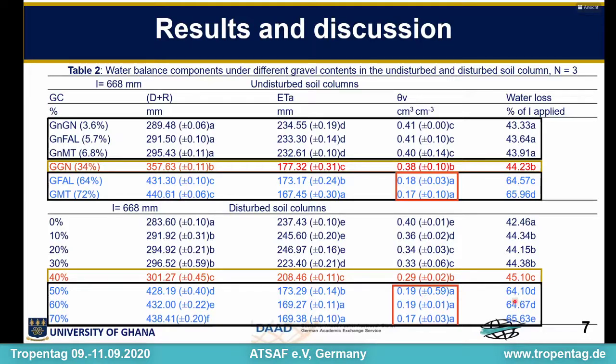Therefore, we had a significant loss of the water in the soils, which resulted in a significant reduction in the moisture content. And also because there is no moisture in the soils, the evapotranspiration also significantly reduced as the gravel content increased in the soil.